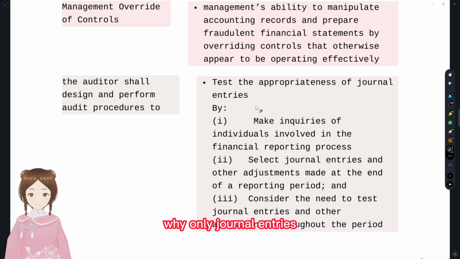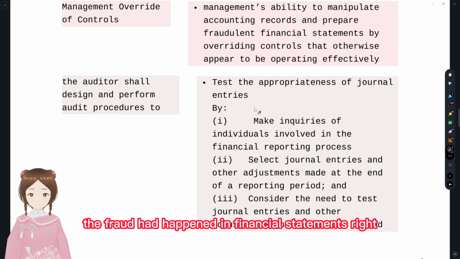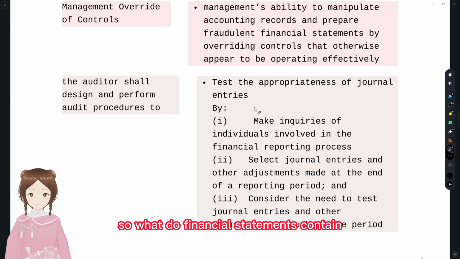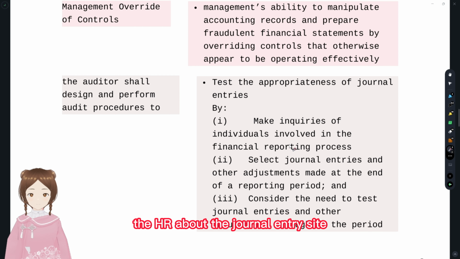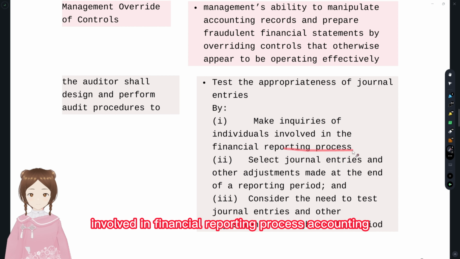Why only journal entries? See, the fraud had happened in financial statements, right? So what do financial statements contain? Financial statements contain journal entries. What does he have to do? He has to obtain sufficient appropriate audit evidence. How could he obtain it? By inspection, inquiry, observation, reperformance, and recomputation. Now he is doing inquiries. Inquiries to whom? He cannot go and ask HR about the journal entries. He could ask those individuals who are involved in the financial reporting process. That's the accounting department.